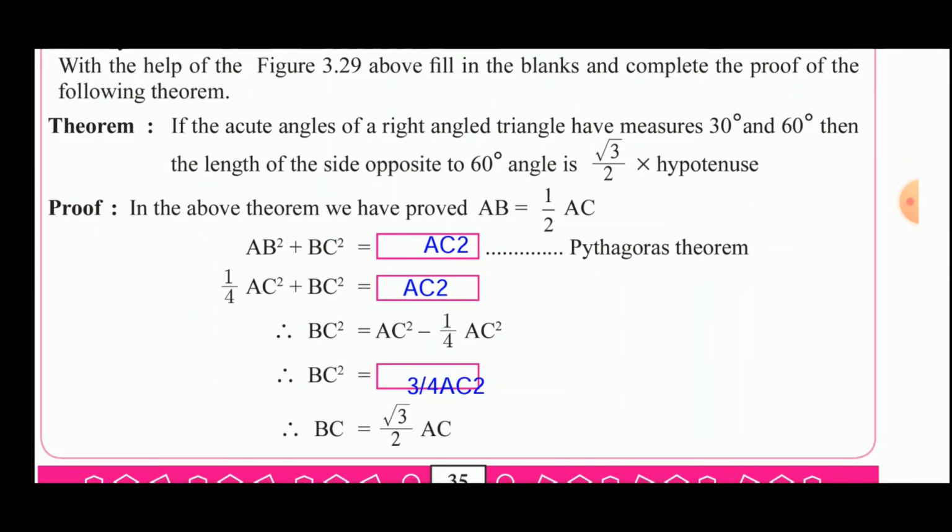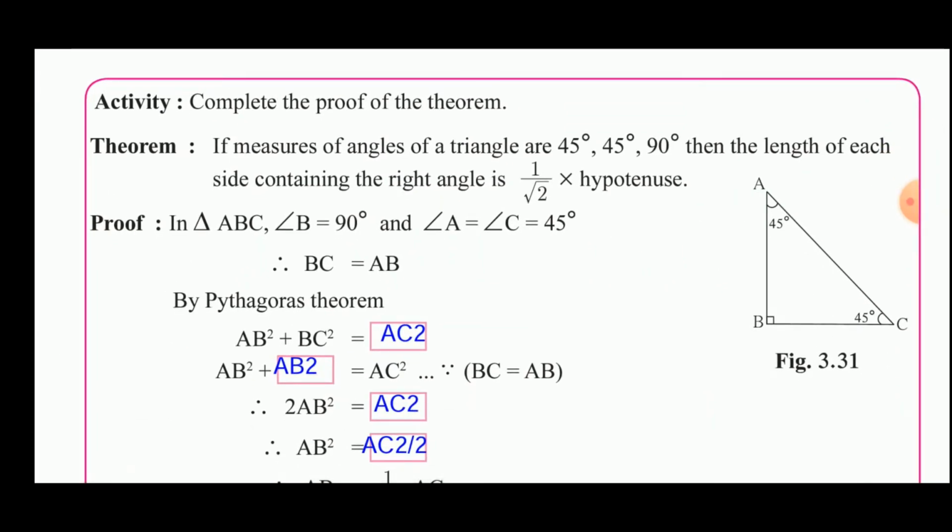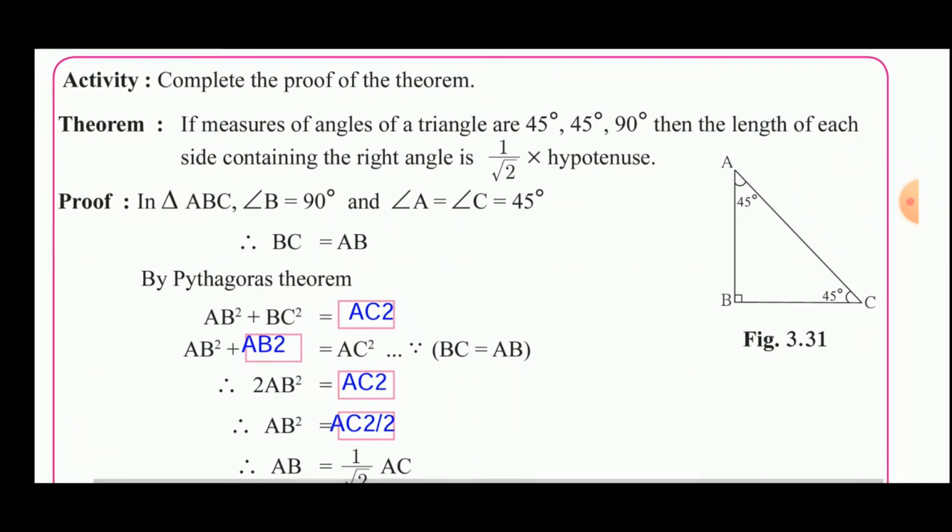Now AB is equal to half of AC. So substitute that value. So that becomes 1 by 4 AC square plus BC square is equal to AC square. So therefore BC square is equal to AC square minus 1 by 4 AC square. So BC square is equal to 3 by 4 AC square. So BC is equal to root 3 by 2 into AC.